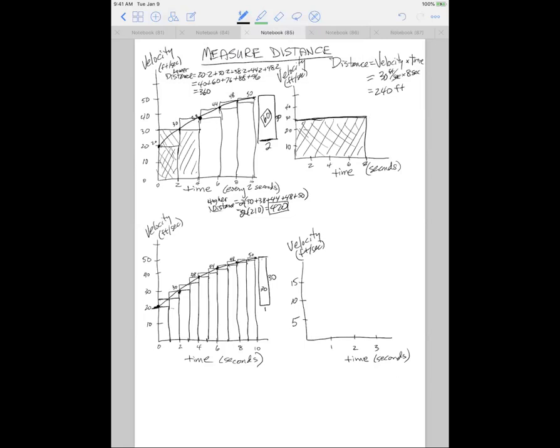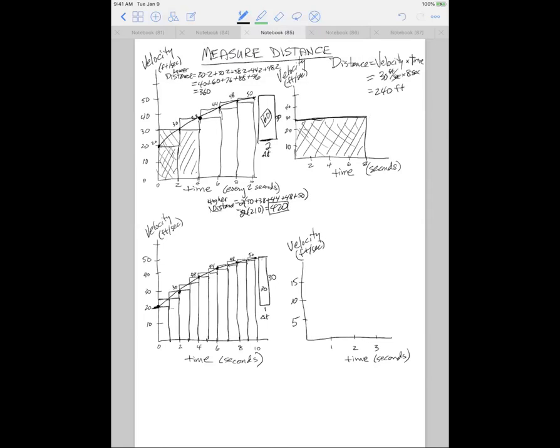Okay, and the main idea I'm trying to get across is that if we went to a half second, then a half times 30 would be the difference. And then a quarter, and then a tenth, and a hundredth. And as that limit, what we're calling delta t for time, delta t started at 2 seconds, went to 1, went to half.